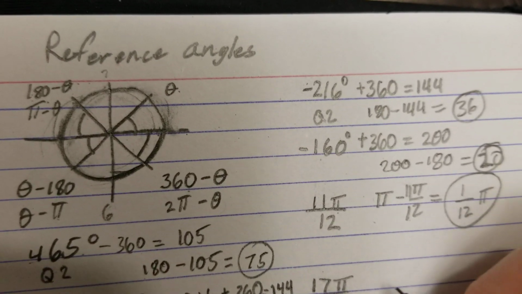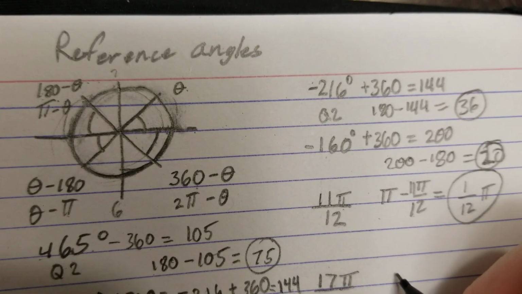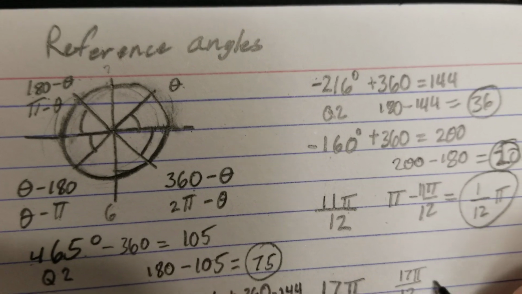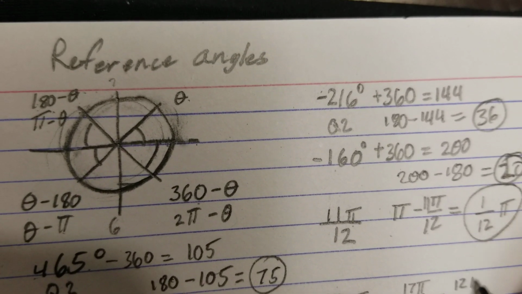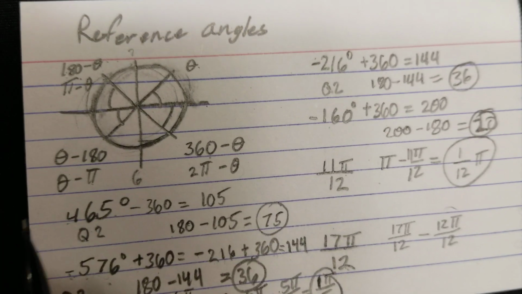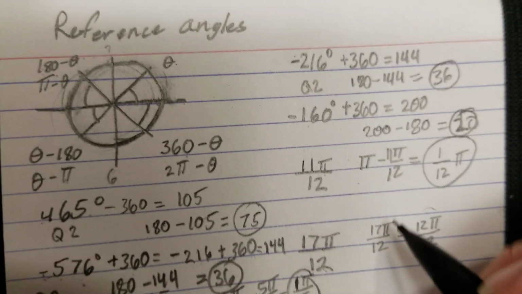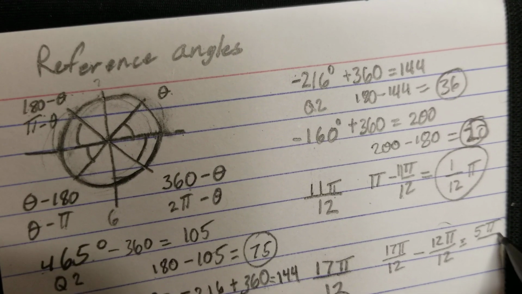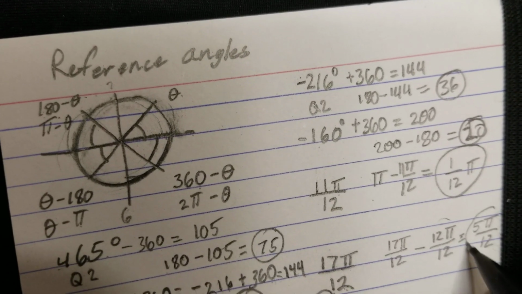So I am going to do, since I'm in radians now, 17 pi over 12 minus 12 pi over 12. Because this is just pi, I am following this rule here. Gives me 5 pi over 12. And that is my reference angle.